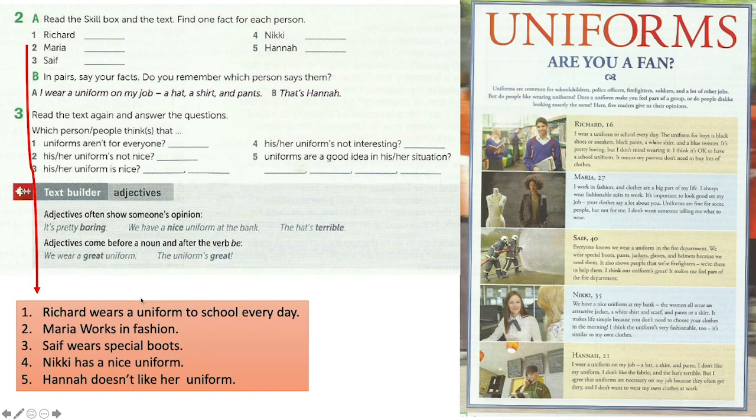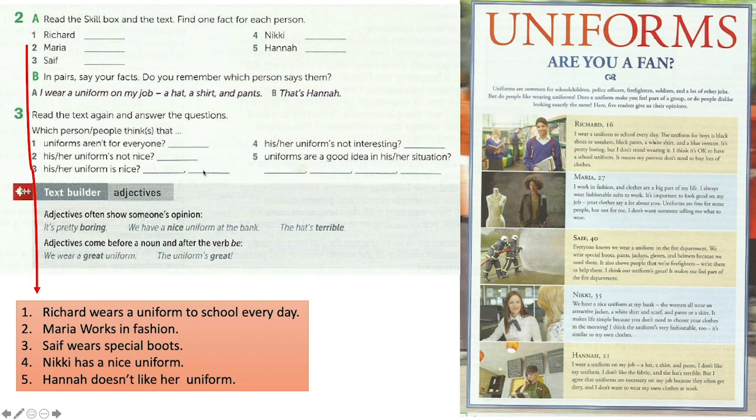For the last part of this reading activity, there is a question that says, read the text and answer the questions. Which person thinks that uniforms aren't for everyone? Which person thinks that his or her uniform is not nice? And so on. This is going to be like homework for you. You can do it on your own, as a reading exercise. You have to read and match each person or name with one of the statements. Here it says adjectives. Adjectives often show someone's opinion, and they come before a noun and after the verb to be.